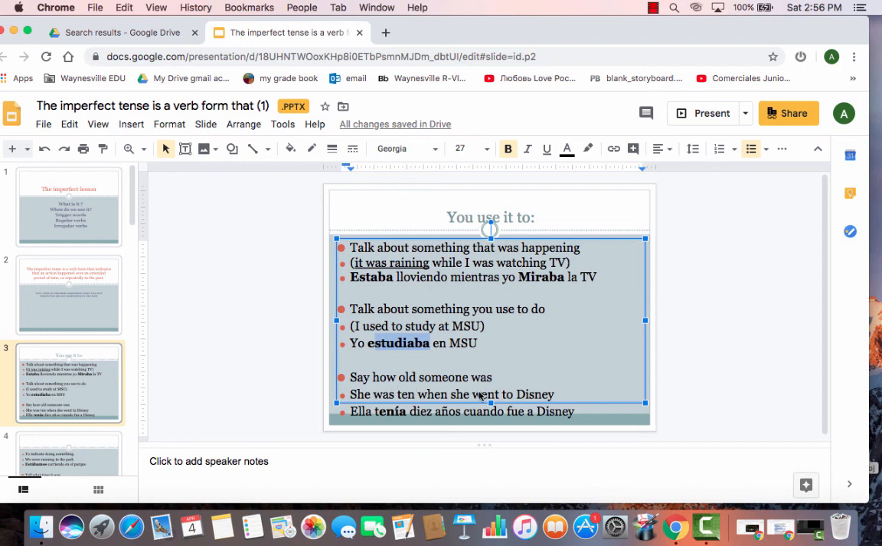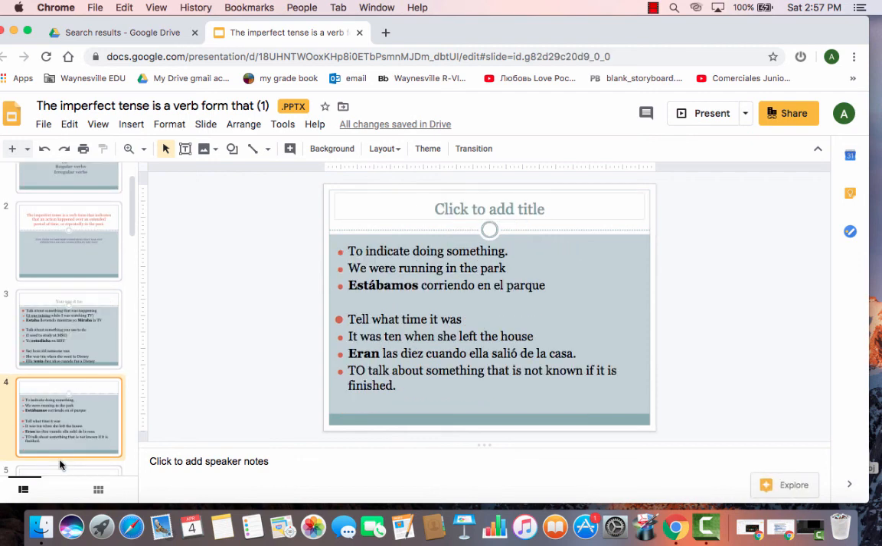To say how old someone was, so for age, you use the imperfect in Spanish. She was 10 when she went to Disney. Ella tenía 10 años cuando fue a Disney. The verb tener, as you can see, is conjugated into the imperfect. And of course, students, I will show you exactly how to conjugate these verbs in another video. This video is exclusively to tell you when to use it.